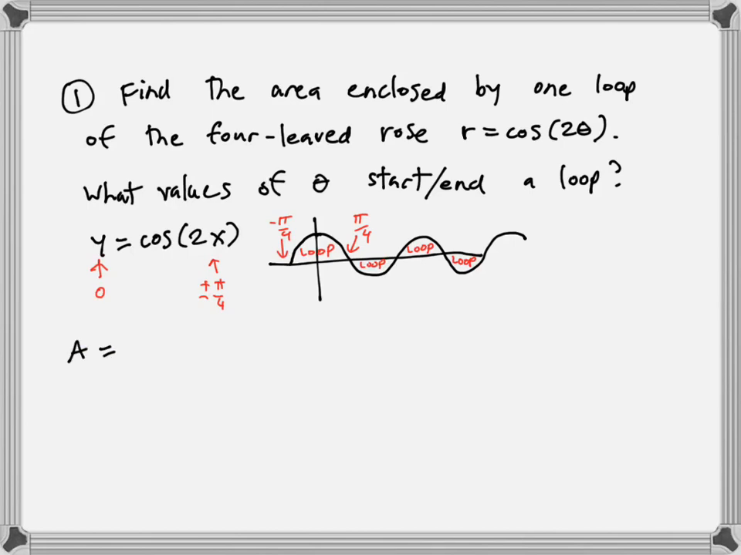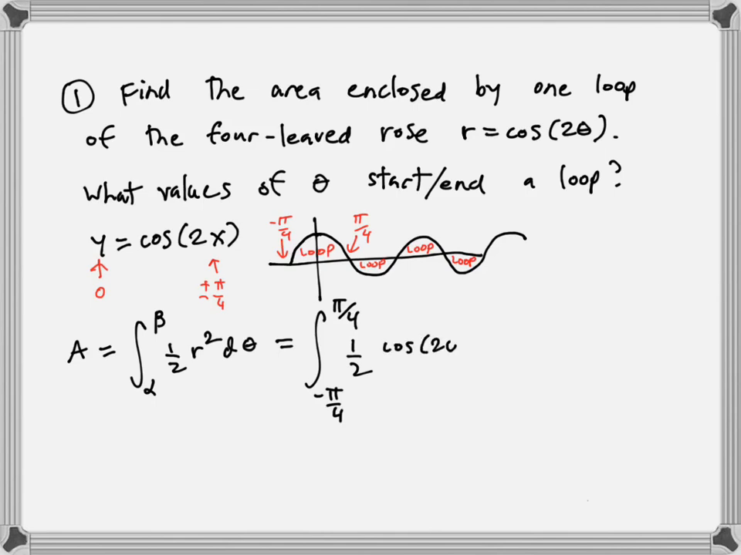So remember, the area, what we just learned, is the integral from alpha to beta of 1/2 r squared d theta. So let's actually plug in what we know then. We're going from negative pi over 4 to pi over 4 of 1/2 times the radius, which is cosine of 2 theta, squared, and then d theta. How do we actually do this integral? Well, we can double it and go from 0 to that value.